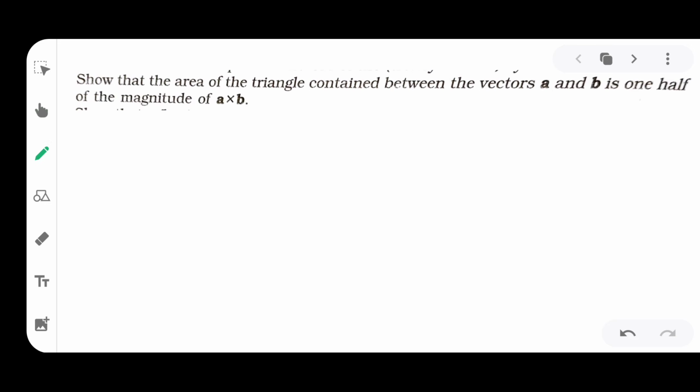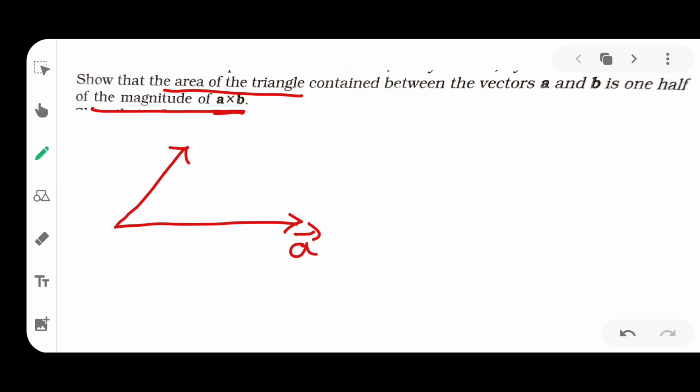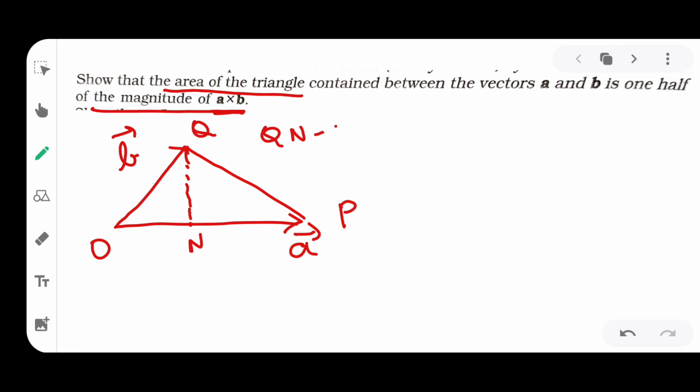So we have to prove basically that half of the magnitude of a cross b is equal to the area of the triangle. How will we prove this? For this we will assume a triangle having the sides equal to a vector and b vector, and let us name these points O, P and Q. We will complete this triangle with this side. From point Q we will drop a perpendicular to this, and let that foot be N. Now QN represents the height, and OP represents the base of the triangle.